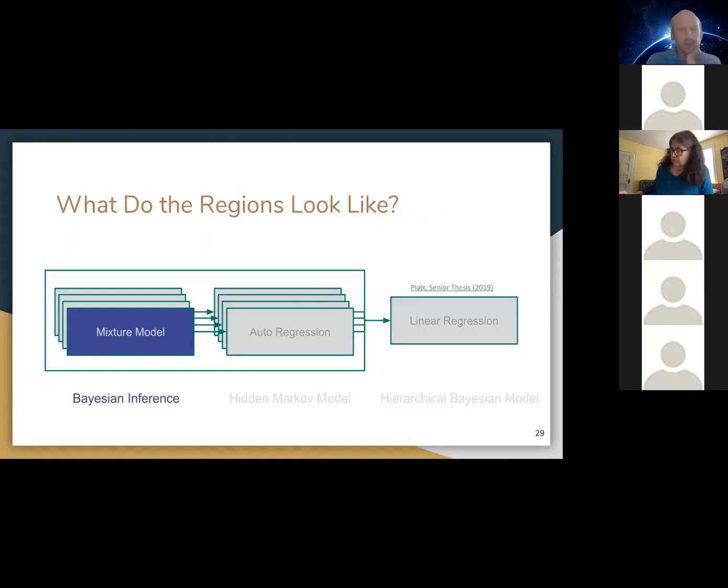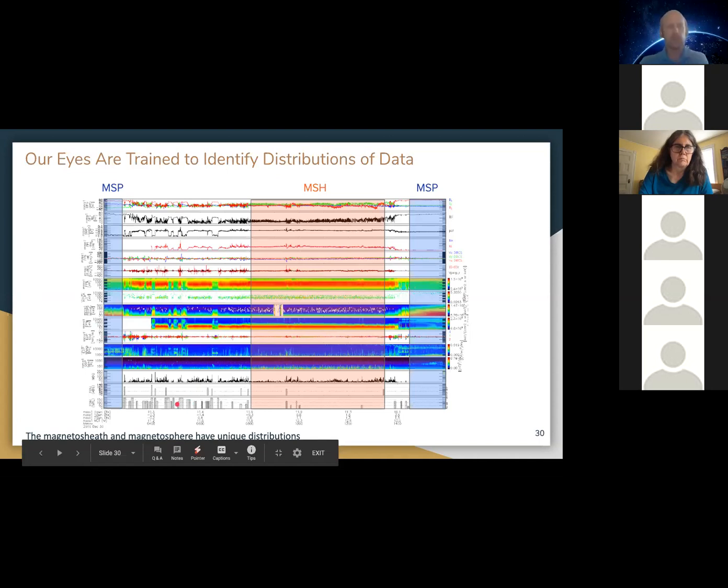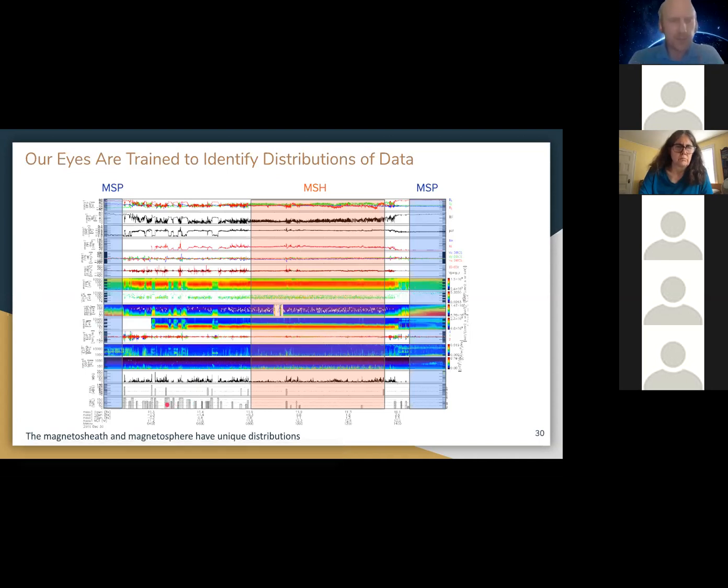The first is we're trying to figure out what do the regions look like. And so this is the same CITL plot as before, and I've gone through this exercise of identifying the magnetosphere as this high energy, low flux region, and the magnetosheath as the lower energy, high flux region, and these intervals in between as the magnetopause crossings that the CITL is selecting. So just in these 5 to 10 seconds, I've taught you how to identify magnetopause crossings in our data.